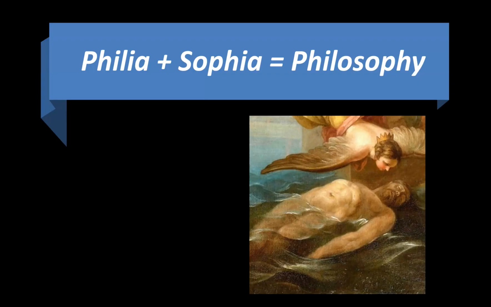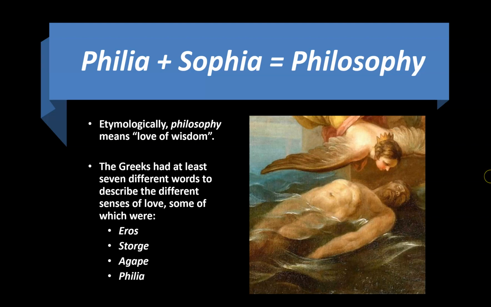So, what's philosophy? The word philosophy comes from the ancient Greek, and it is philia, which means love, plus sophia, which is wisdom. And so etymologically together, it means love of wisdom. And the Greeks had at least like 7 different words to describe different senses of love, right? Love's not one thing. You can love all different kinds of things in all different kinds of ways. So the Greeks practiced using different words to capture more succinctly what they meant when they said the word love.